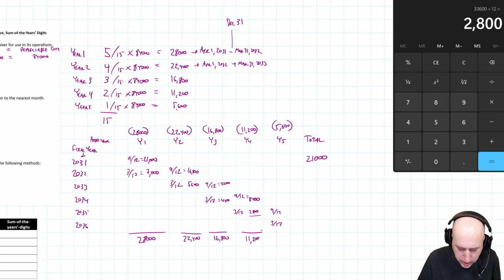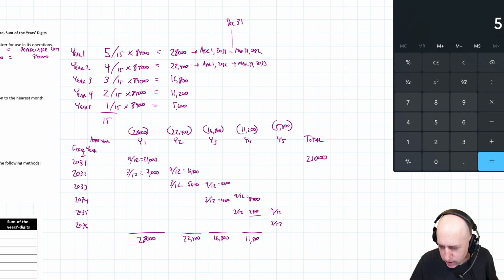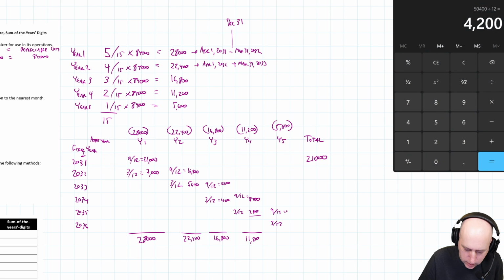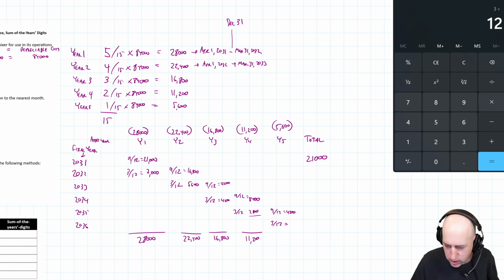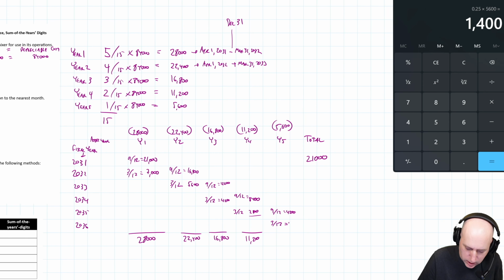Okay, last bit here. 2035 gets 9/12 of year 5, 4,200. And 3/12 goes to the next year. 3/12 times 5,600, 1,400, and that does in fact add to 5,600.